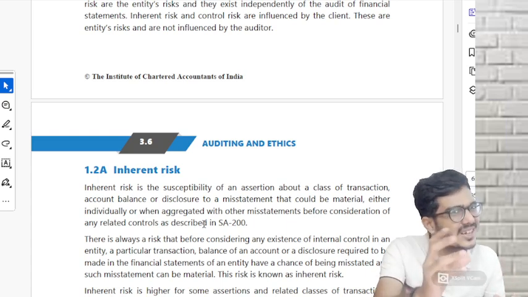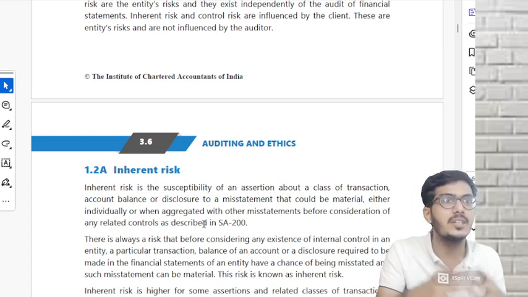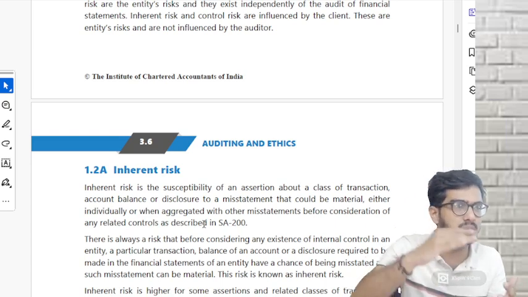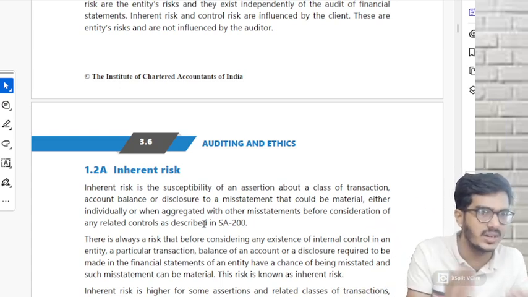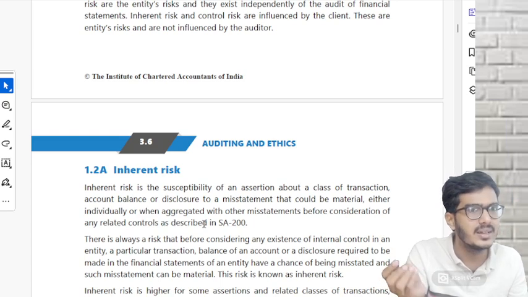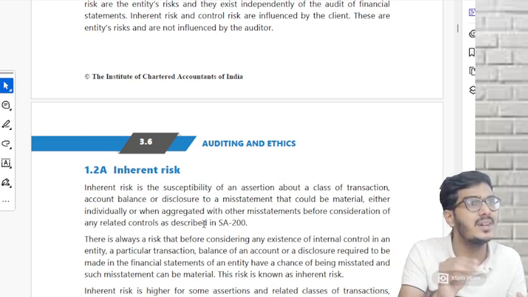Why? Because it is the nature of that item. Correct? These provisions for doubtful debts, uncertainties, suits, provision for losses, are based on some subjectivity. Even before you consider controls, the internal control system, there's a good chance that there will be a misstatement. Why? Because of the nature of the item.